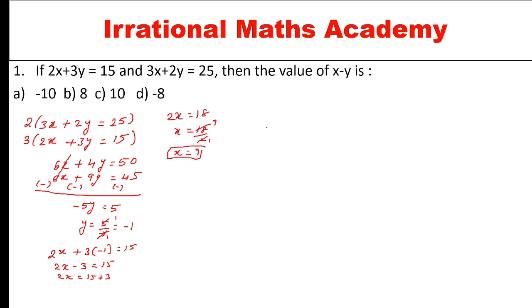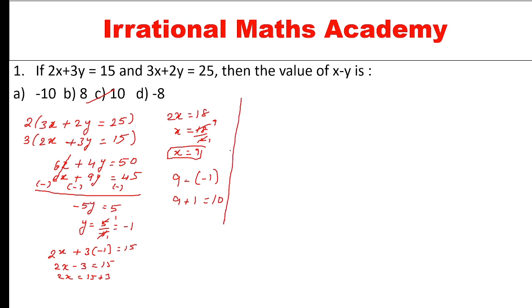Now I know what they asked here. x minus y they asked. What is my x value? 9 minus, what is my y value? Minus 1. So 9 minus into minus, plus. So the answer is 10. C is the option.